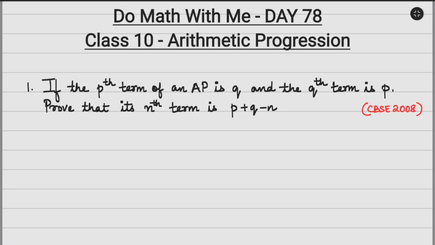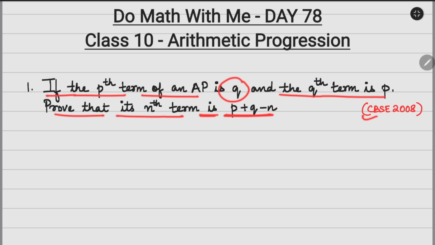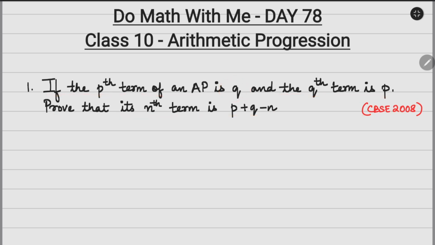So let's get started. The very first question is: if the pth term of an AP is q and the qth term is p, prove that its nth term is p plus q minus n. This question has been asked in the 2008 question paper.